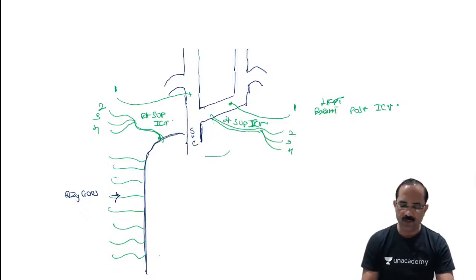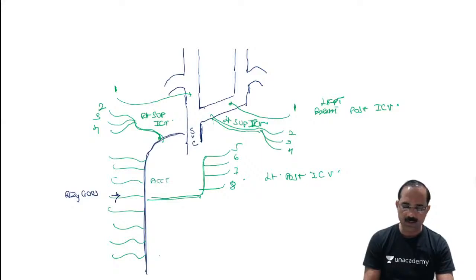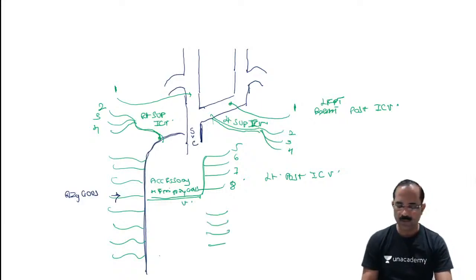On the left side, 5, 6, 7, 8. Students, this is very important. The 5th, 6th, 7th and 8th left posterior intercostal veins join to form a vein. Can you tell me what this vein is? This is the accessory hemiazygos vein.